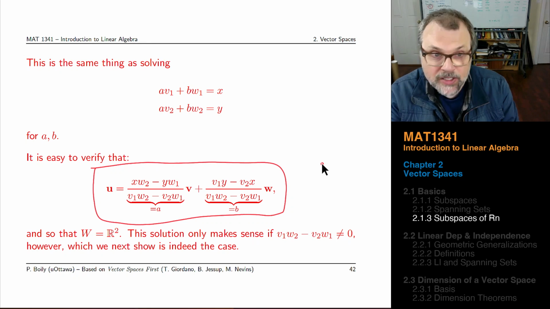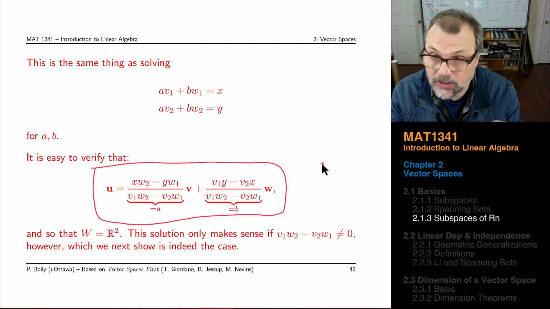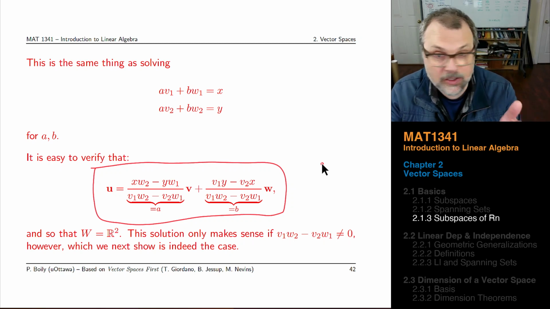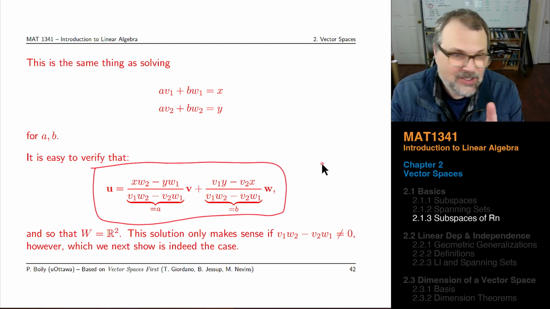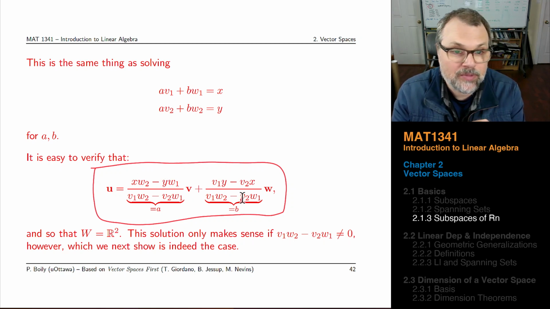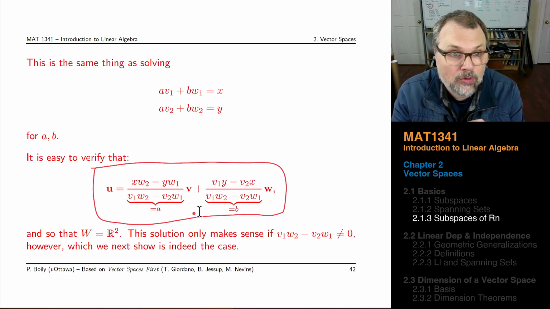So you can always find A and B as coefficients, such that you can write any vector in R squared as a linear combination of V and W. This only makes sense as a solution, though, if this coefficient A and B is defined, meaning that you're not dividing by 0. And this is the same denominator in both cases.